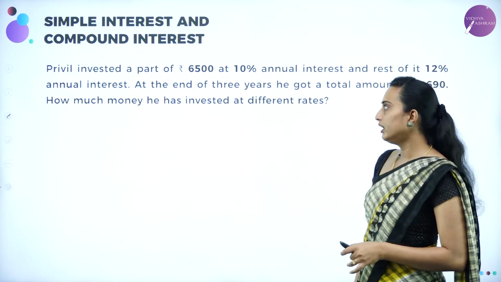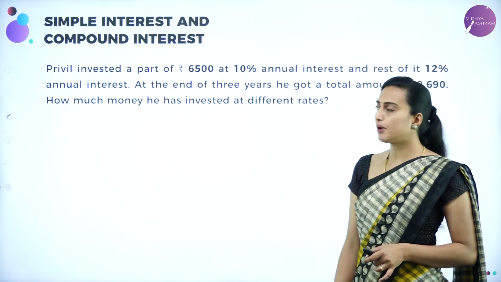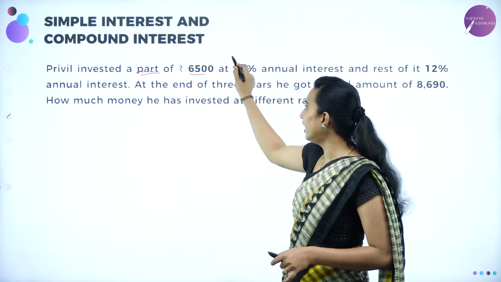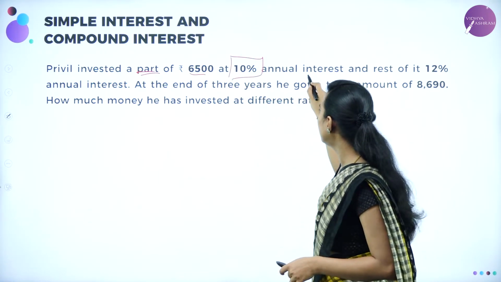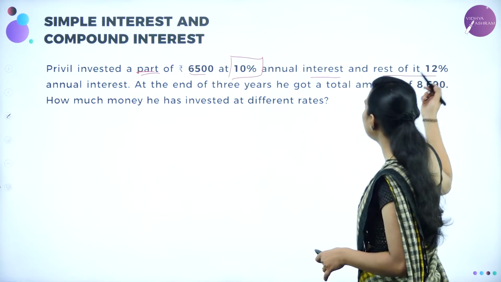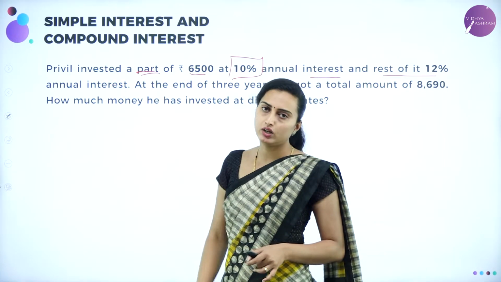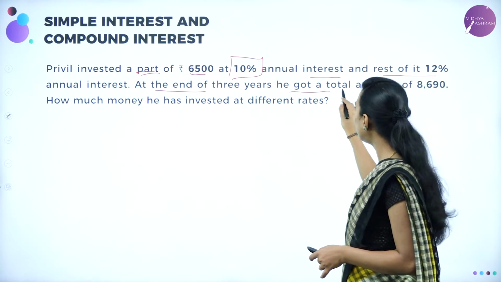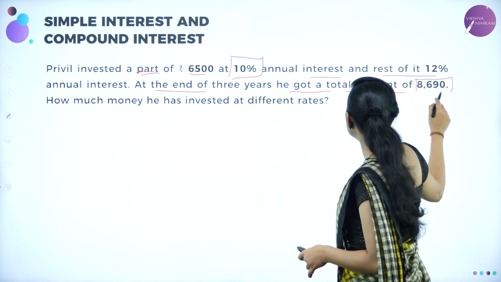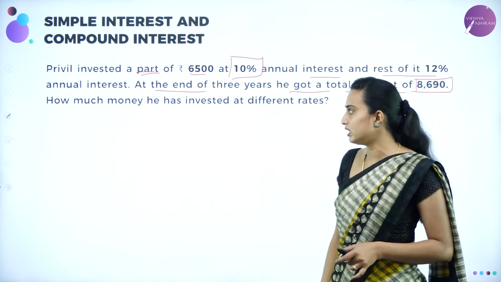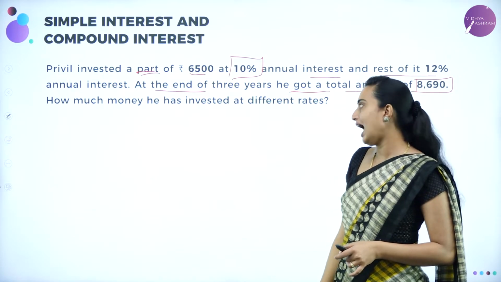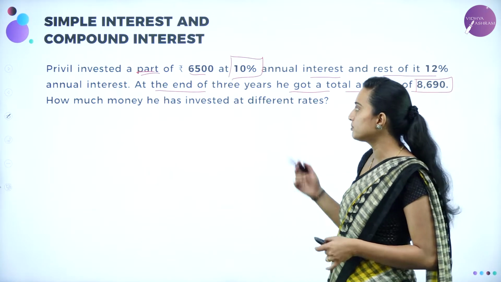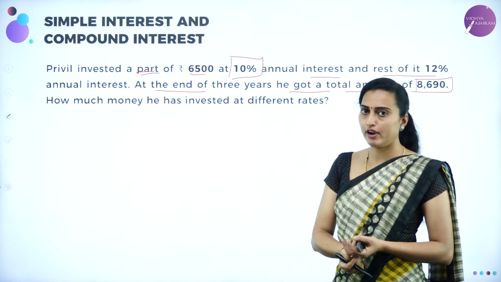Pribal invested a part of rupees 6,500 at a 10% annual rate of interest and the rest of it at 12% annual interest. At the end of 3 years, T is equal to 3 years, he got a total amount of 8,690 rupees. How much money has he invested at the different rates? We need to find this out.